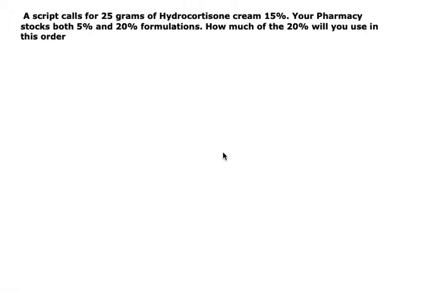Today we're going to talk about alligation. Alligation is a math process commonly used in pharmacy when you're trying to get a specific concentration by using two different concentrations.